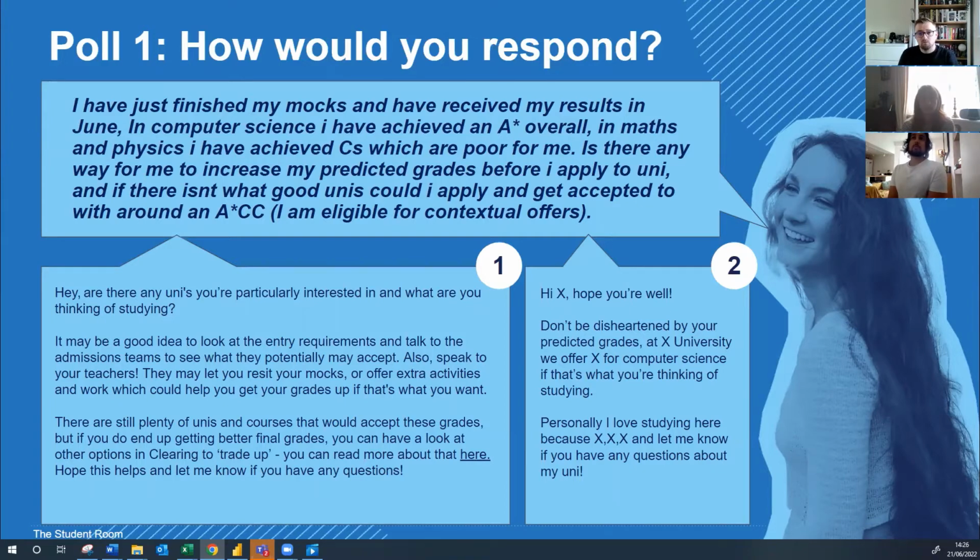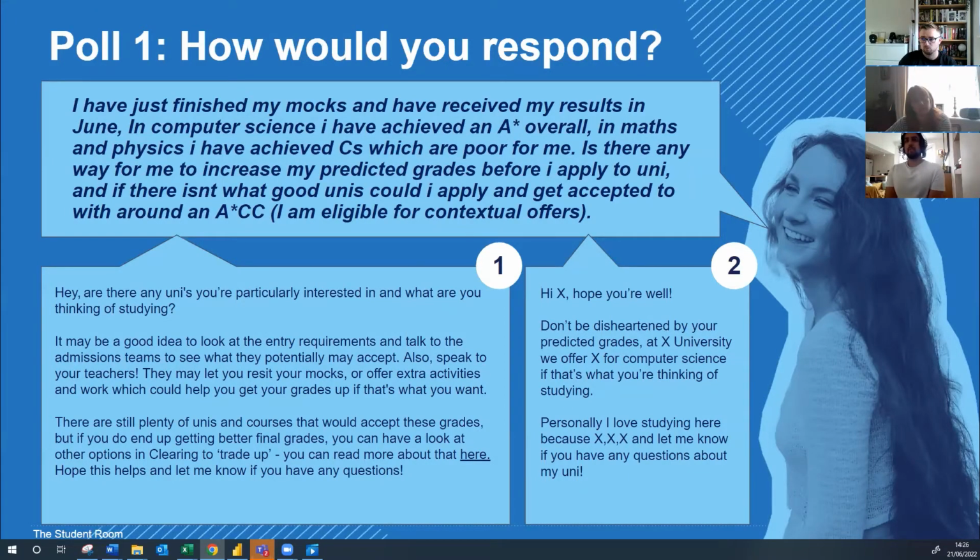I've just finished my mocks and I've received my results in June. In computer science, I achieved an A star overall, and in maths and physics, I achieved C's, which are poor for me. Is there any way for me to increase my predicted grades before I apply to uni? And if there isn't, what good unis could I apply to, get accepted to, with around an A star, a C, a C? I'm also eligible for contextual offers.